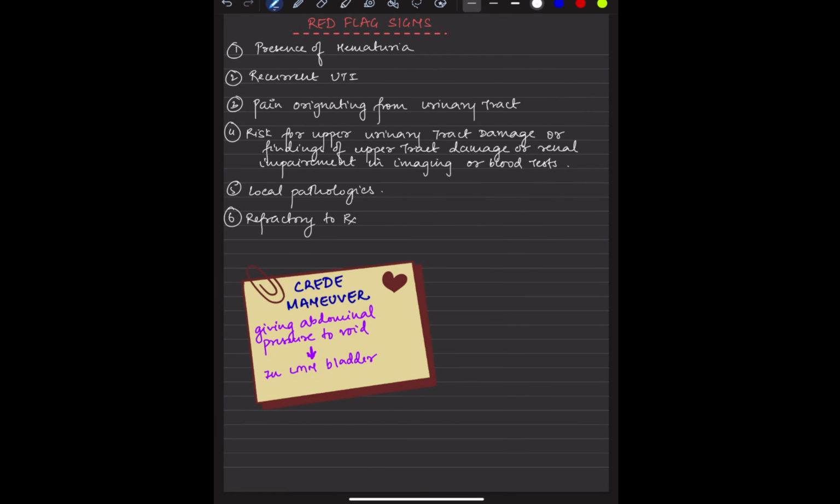So there are certain red flag signs. That means this is not a spinal cord disease, neither is it a stroke, this is something else. Whenever the patient has hematuria, which is related to glomerular disease, recurrent urinary tract infections, pain originating from the urinary tract, risk of upper urinary tract damage or any findings on sonography, local pathologies if there are any, and if the patient is refractory to treatment. So this is something which is not related to dementia, stroke, Parkinson's, or a spinal cord disease. You have to think something else is there. So these are the red flag signs.